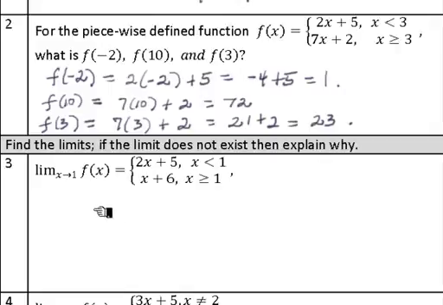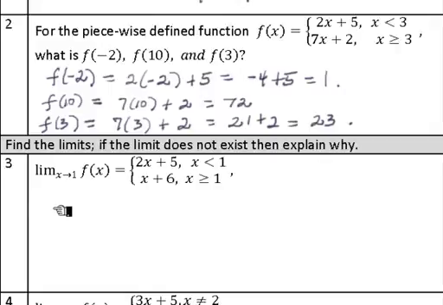In number 3, we want to find the limit if it exists. This is a piecewise defined function, and it's equal to 2x plus 5 to the left of 1 and x plus 6 to the right of 1, so it splits at 1. And we want to take the limit as x goes to 1. So our limit is going to involve both these expressions. So we're going to take the limit on the left and the limit on the right. If they're equal, then the limit exists. If not, the limit does not exist.